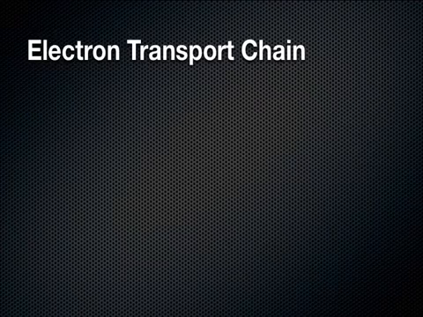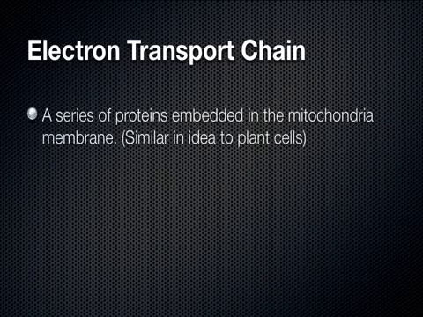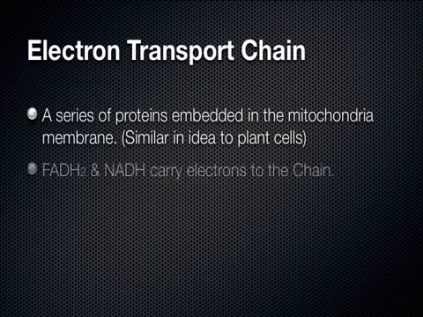Okay, electron transport chain. This is similar to what we've looked at before. In plants, it's a series of proteins. However, it's embedded in the mitochondrial membrane, and it's similar in idea to plant cells. But basically, remember we said that when it's making NADH, it's taking up an electron.